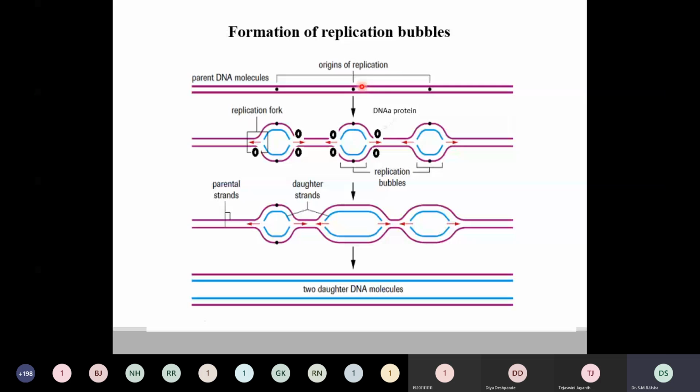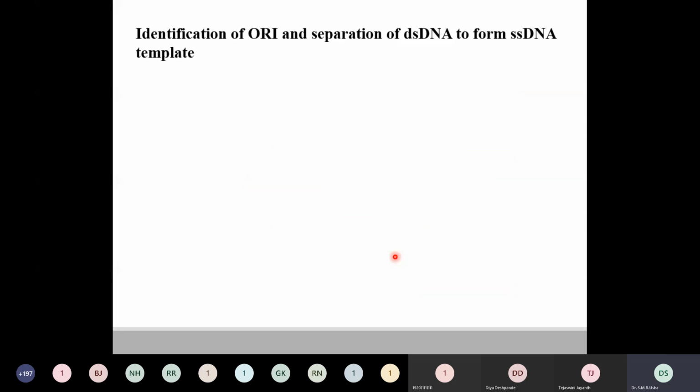So just to summarize, replication starts at unique sites called ori, which are rich in AT base pairs. DnaA proteins bind here with the formation of replication bubbles. Each replication bubble has two replication forks. The replication proceeds bidirectionally and the daughter DNA is synthesized simultaneously. So this is the first step, that is identification of ori and separation of double-stranded DNA into a single-stranded DNA template.